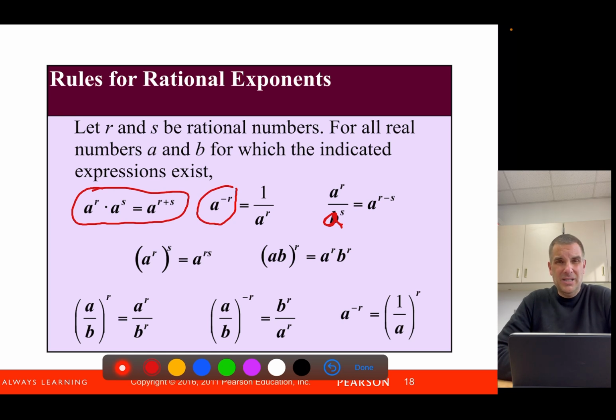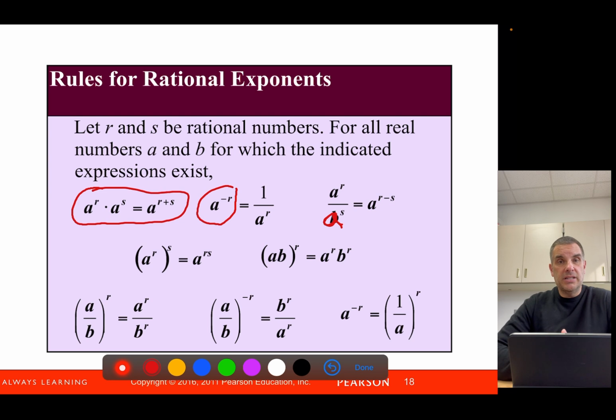You'll oftentimes hear me say, where's the exponent bigger, on the top or the bottom? And if it's bigger on the top, then you're going to do your subtraction in the numerator. If it's bigger on the bottom, then you'll do your subtraction in the denominator. Okay, so that's the division rule. The next one is the power rule. It says that if you take the base a to the r power, then you take that to the s power, that's the same thing as a to the rs. So you multiply the exponents when you go to a power. So a to the r to the s is equal to a to the rs, r times s.